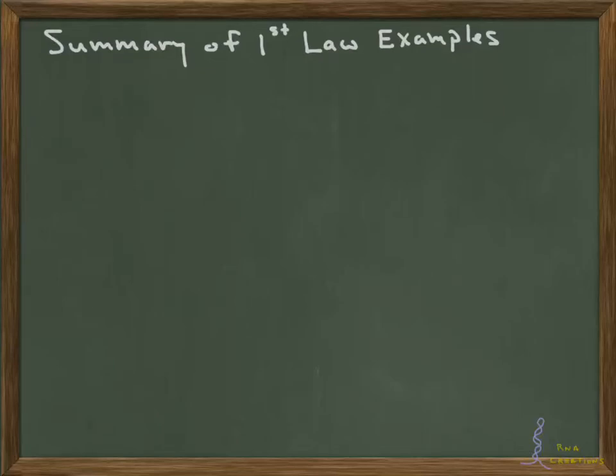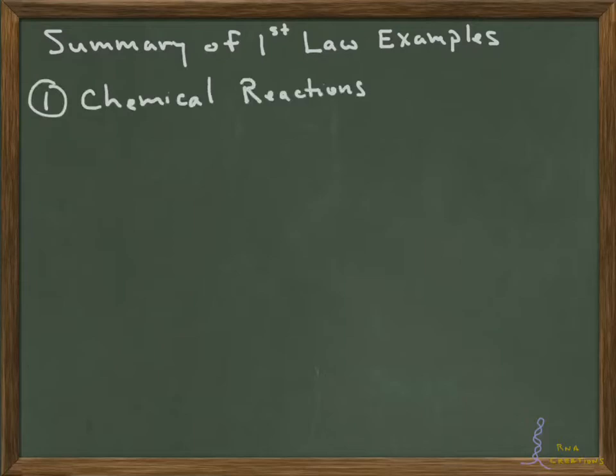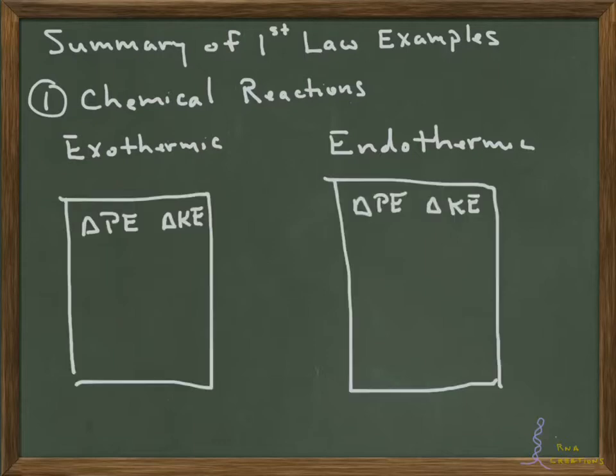I'd like to go through a summary of the first law examples, in an effort to bring everything together. We're going to look first at chemical reactions, and then we'll follow that up by looking at expansions of both an ideal and a real gas. We're going to look at exothermic and endothermic reactions separately, from the Venn diagram point of view.